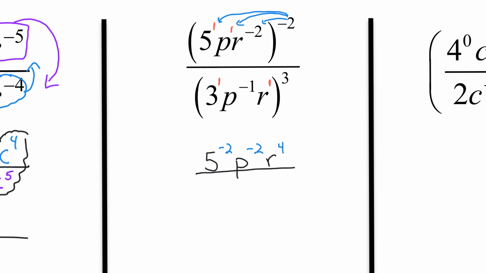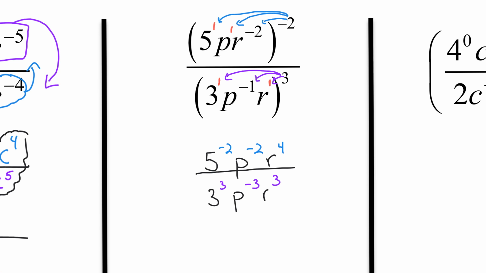On the bottom, I'm going to multiply the 3 times the 1, the negative 1, and the 1 here. So I keep the base of 3, and 1 times 3 is 3. Then I keep the base of p, negative 1 times 3, that's negative 3. And I keep r, 3 times 1 is 3.